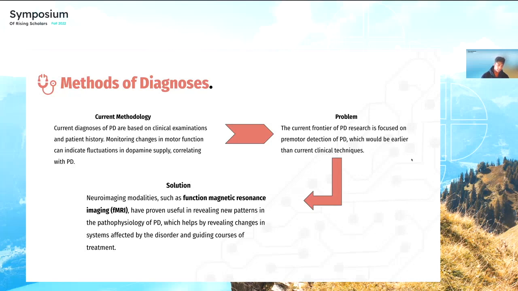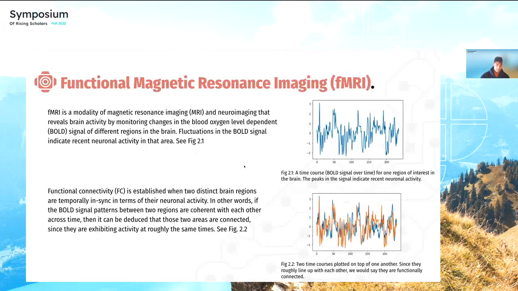So current research is invested in finding earlier ways of diagnosing the disease. And the solution to this is neuroimaging. Modalities such as fMRI, functional magnetic resonance imaging, have proven useful in revealing new patterns in the pathophysiology of PD and many diseases in general, which helps by revealing changes in systems affected by the disorder and guiding courses of treatment. So fMRI is a modality of MRI, magnetic resonance imaging, which uses magnetic waves to map the brain. It reveals brain activity by monitoring changes in the blood oxygen level dependent signal, or the BOLD signal.